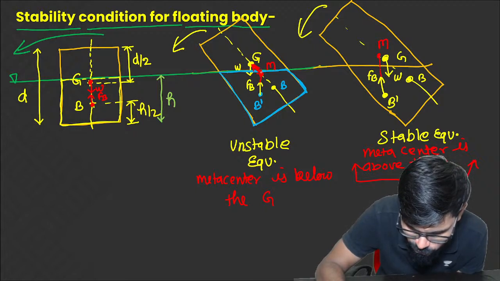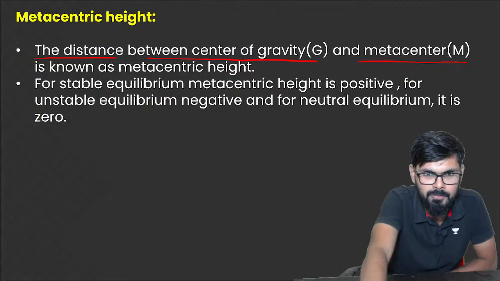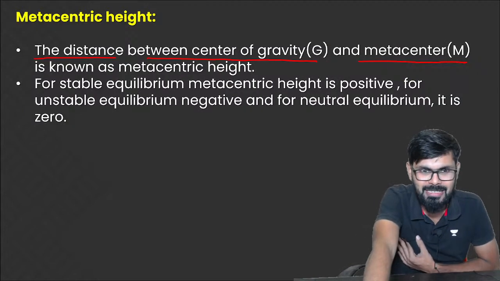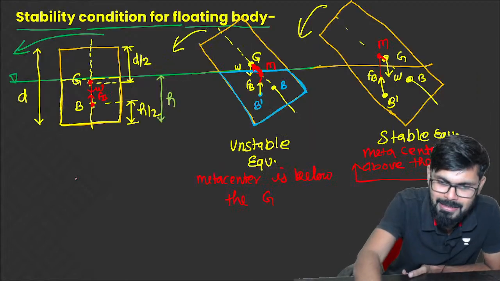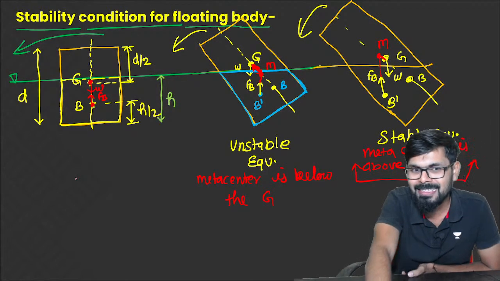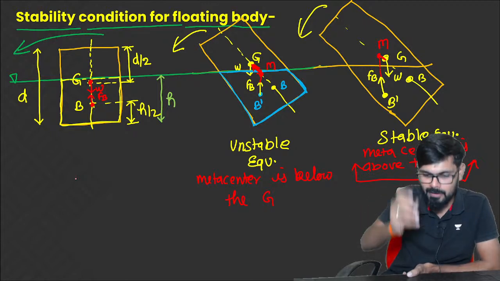Metacentric height. This GM is called the metacentric height. For stable equilibrium, the metacentric height is positive, meaning if I am measuring from G to M in the upward direction. So for stable equilibrium, always remember.